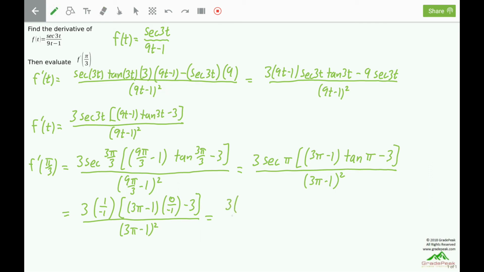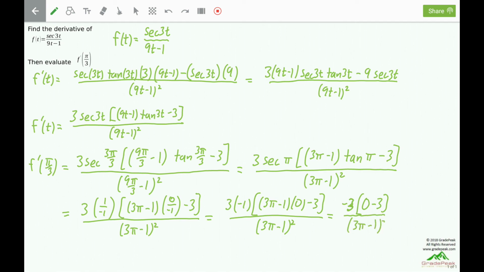So we have 3 times 1 divided by -1 is -1. We have 3 pi minus 1 times 0 over -1 is just a 0, and then minus 3 all over that denominator. 3 times -1 is a -3 times a 3 pi minus 1 times 0, which is just going to be a 0, and then minus 3. And all of that over 3 pi minus 1 quantity squared.